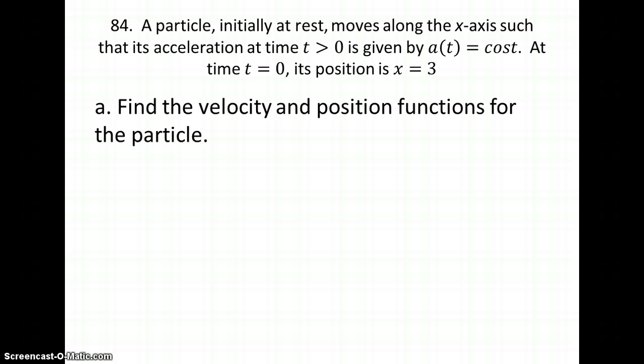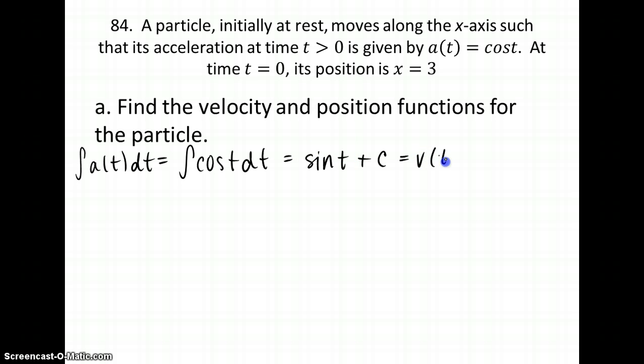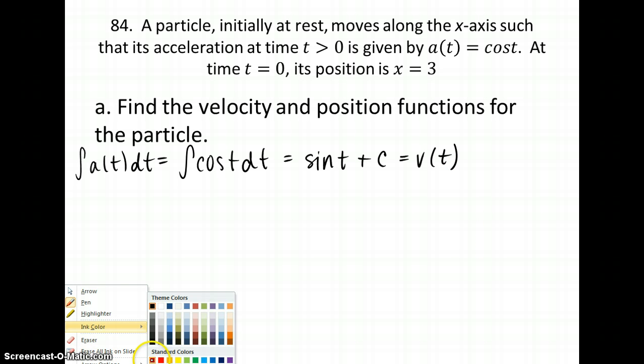Number 84. A particle initially at rest moves along the x-axis such that its acceleration is given by the function cosine of t. At time 0, its position is x equals 3. Find the velocity and position functions. Okay, so the integral of acceleration, the integral of cosine of t dt is positive sine of t plus c, and that's the general solution for the velocity function. Now this was a little bit challenging.